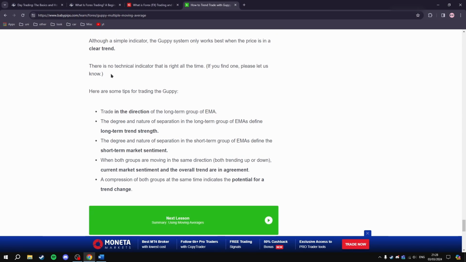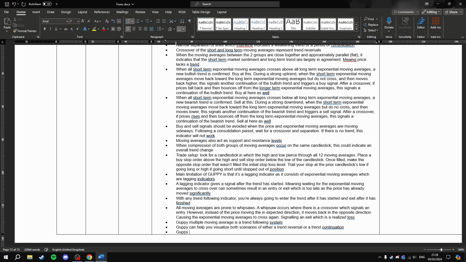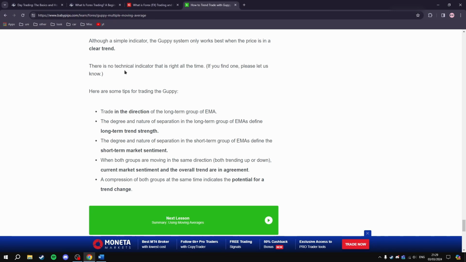Although a simple indicator, the Guppy system only works best when the price is in a clear trend. There is no technical indicator that is right all the time. If you find one, please let us know. Here are some tips for trading with Guppy. Trade in the direction of the long-term group of exponential moving averages.